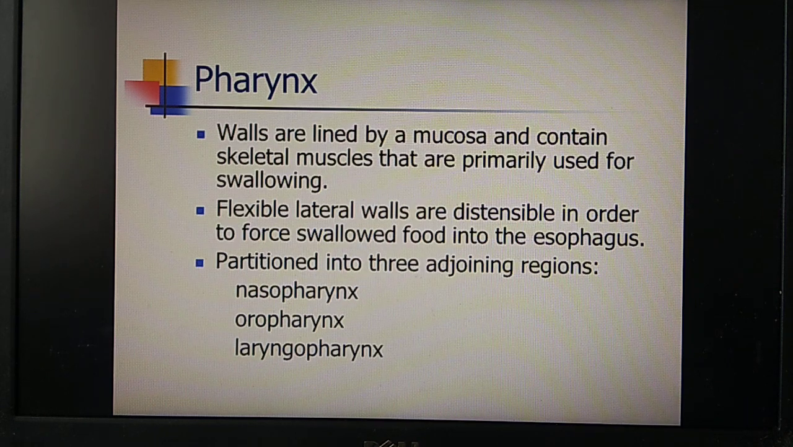And the pharynx wall is lined by mucosa, and it contains skeletal muscle that is primarily used for swallowing. The flexible lateral walls are distensible in order to force the swallowed food into the esophagus. So whatever food has been swallowed should enter into the esophagus via the pharynx, and it is portioned into 3 adjoining regions. So in the pharynx, we have 3 different adjoining regions, that is, we call them the nasopharynx, oropharynx and laryngopharynx.